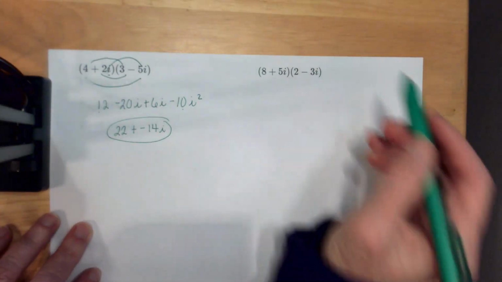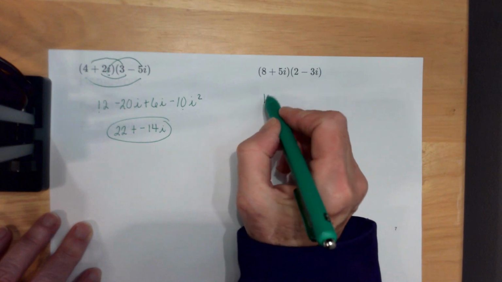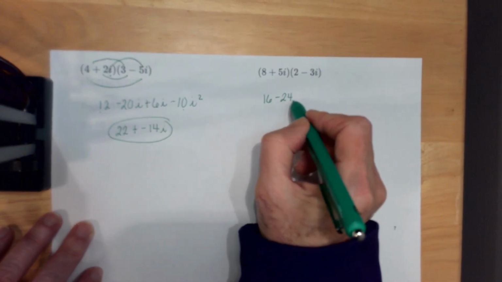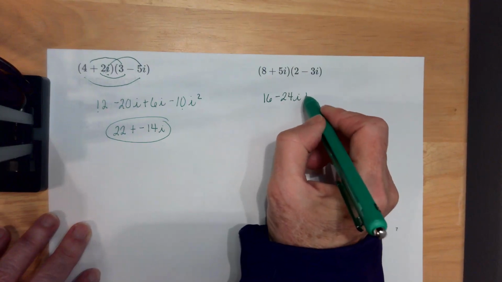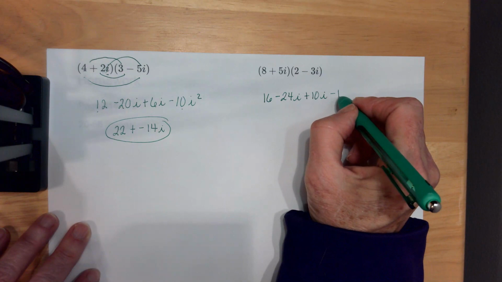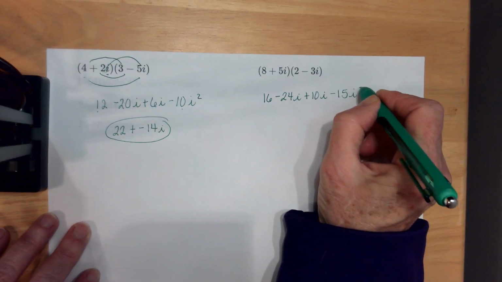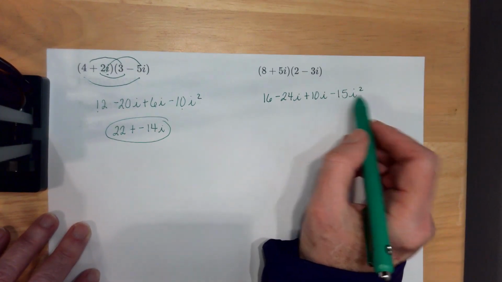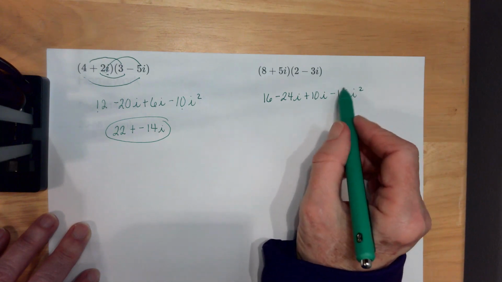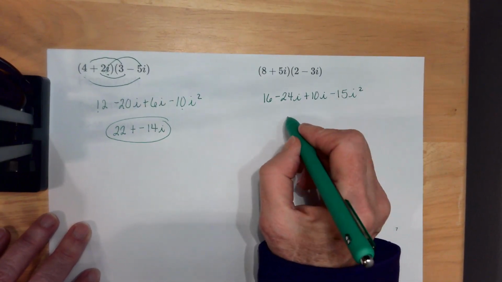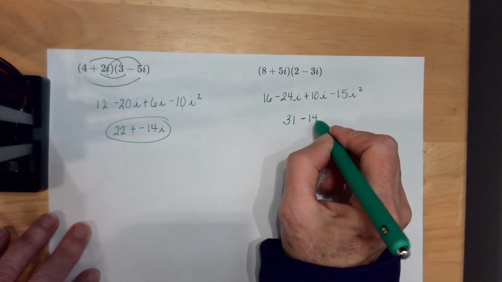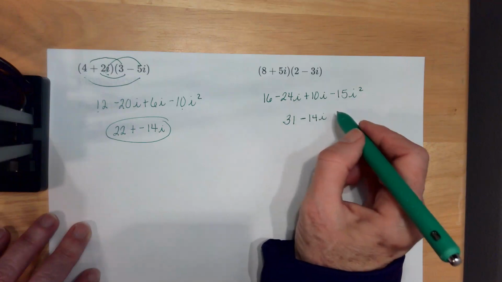Over here, first is going to give me 16. Outside is going to give me negative 24i. Inside is going to give me positive 10i. And last is going to give me negative 15i squared. So when I combine like terms, I can combine these two. That i squared makes this plus 15. So I have a 31 minus a 14i, which is what I get when I combine those two.